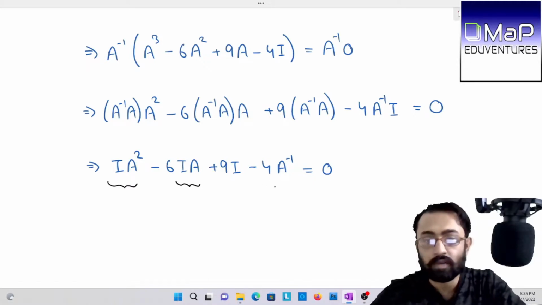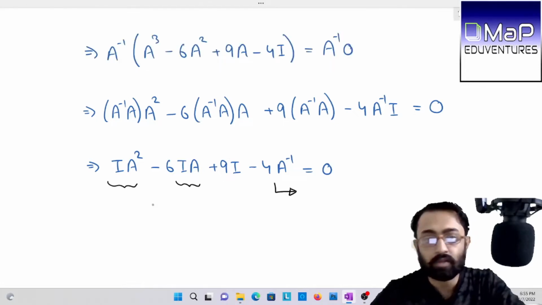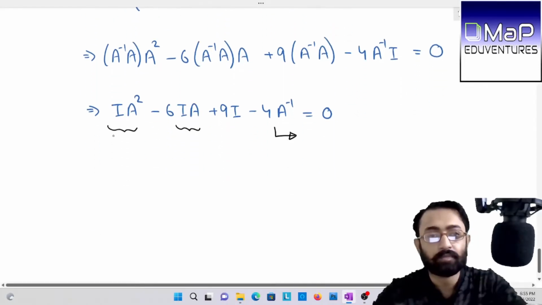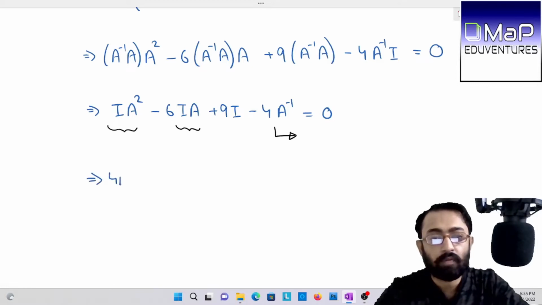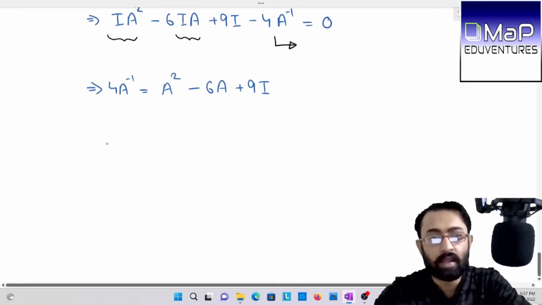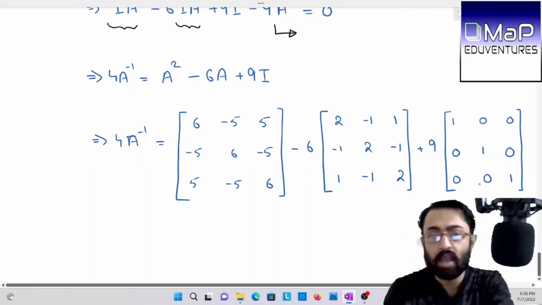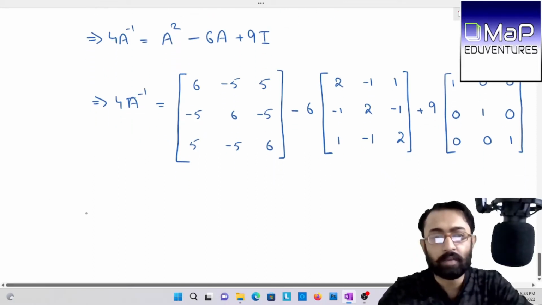Now we have to find A inverse. Now let us do one thing. Let me send the minus 4A inverse to the right hand side. So what we get is 4 times A inverse equals A square minus 6 times A plus 9 times the identity matrix. Now let us put A square and A in their respective places, also the identity matrix. So we have placed A square, A and the identity matrix. Now let us find the final step, A inverse. So 4 times A inverse.